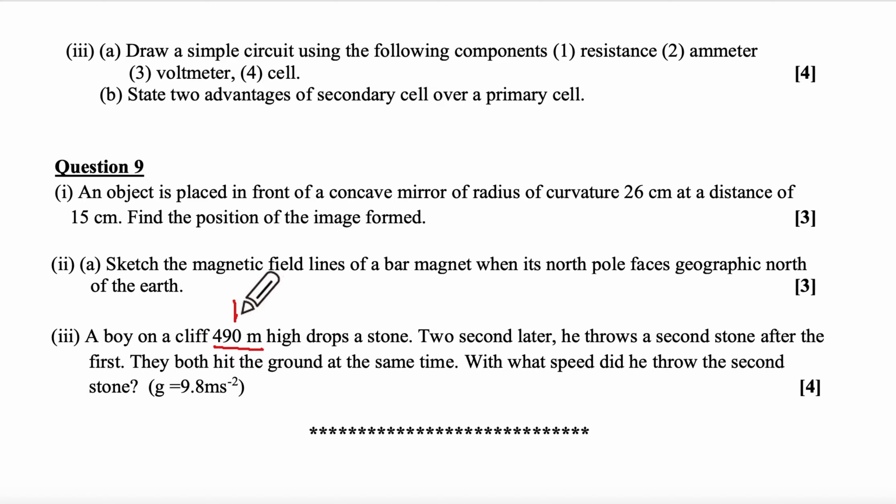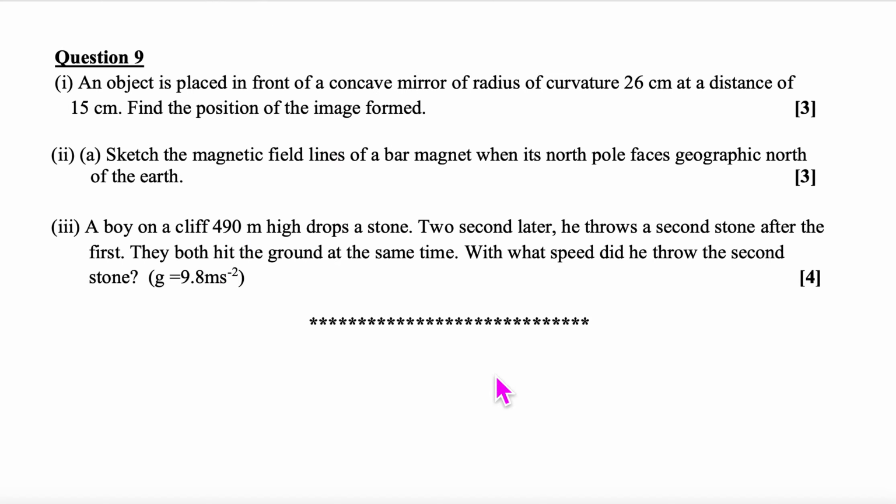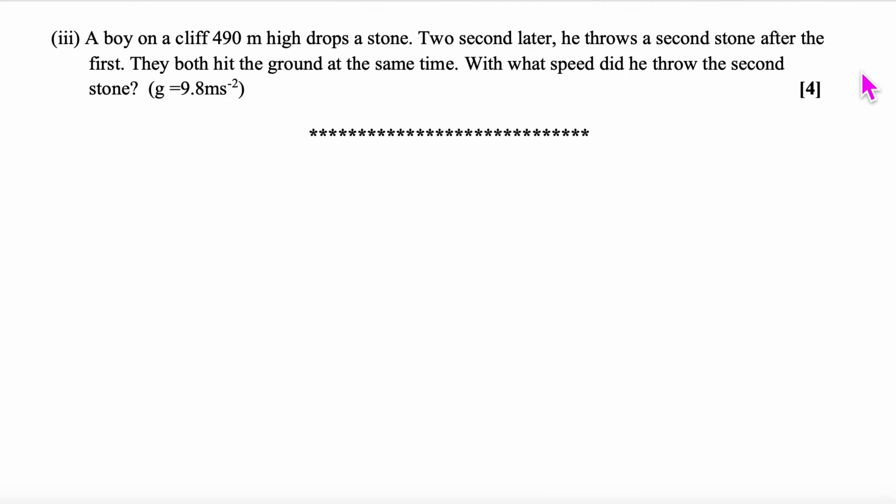490 meter is the height. Two seconds later, he throws another stone after the first. Both hit the ground at the same time. At what speed did he throw the second stone? So, the first stone. Now, they have kept this as the last one, so this is a little application question.